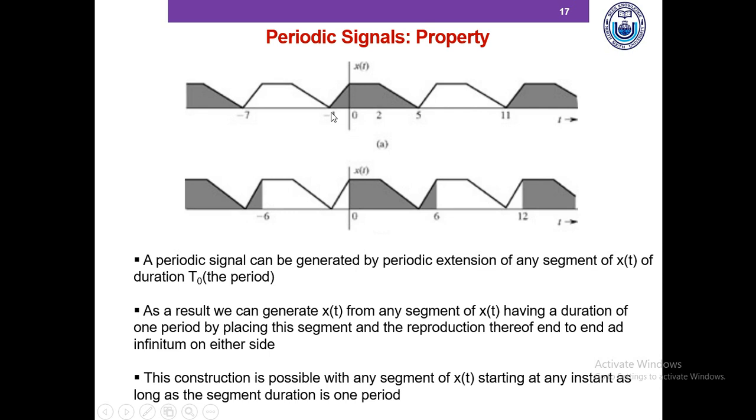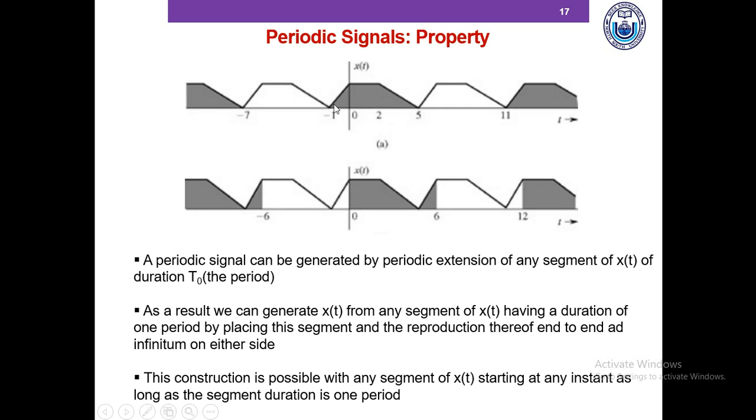If I take the shaded region here from minus 1 to 5 and copy it on the right and keep copying up to plus infinity, and then keep copying on the left up to minus infinity, then we get a signal from minus infinity to plus infinity containing copies of the exact same pattern from minus 1 to 5 seconds. And there you go, we've created our periodic signal.